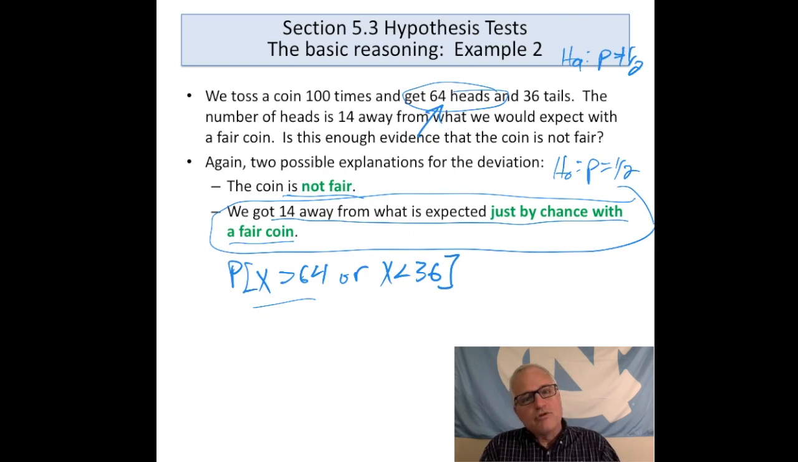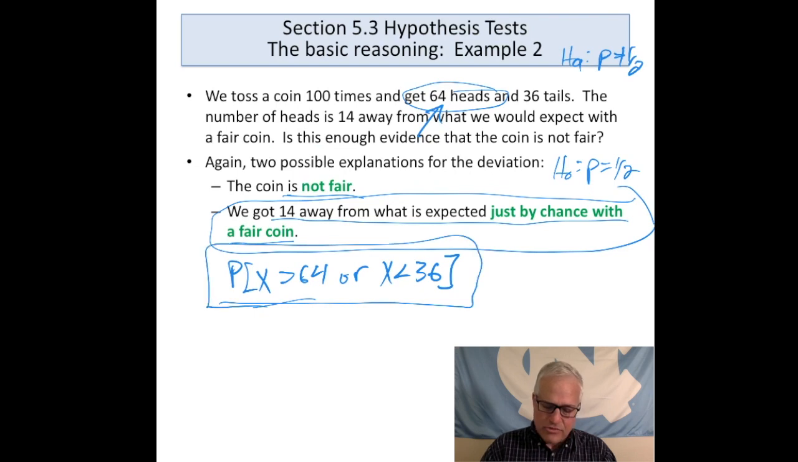So with the example of Turkish caloric intake, we should assume that there was some reason to believe Ankara University students had a lower than typical caloric intake. Okay, so we're interested in the probability that X is greater than 64 or less than 36. It says at least this far away, so 14 away from what is expected. So I should probably say greater than or equal to 64, less than or equal to 36.